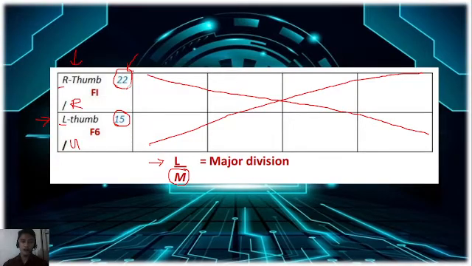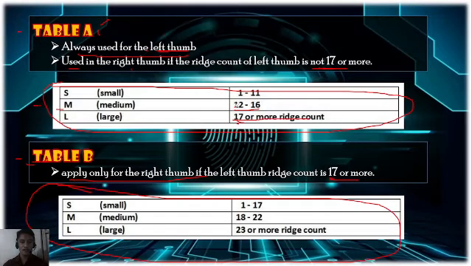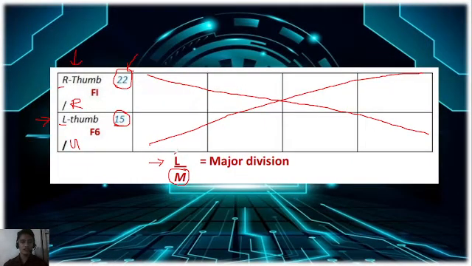Hindi po natin siya gagamitin kasi ang bilang po ni left thumb is 15 only, di ba? 15 lang siya. So, left thumb is the basis. Hindi naman siya lumagpas ng 17 or hindi naman siya 17 or more ridge counts. Kaya ang gagamitin is Table A. So, saan nabibilang si 22? Nabibilang siya sa L, 17 or more ridge count. So, 22. That's why L, M is our major division.